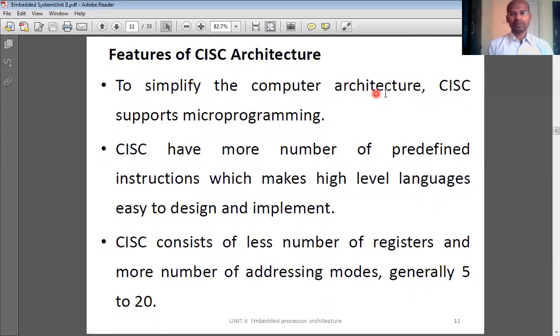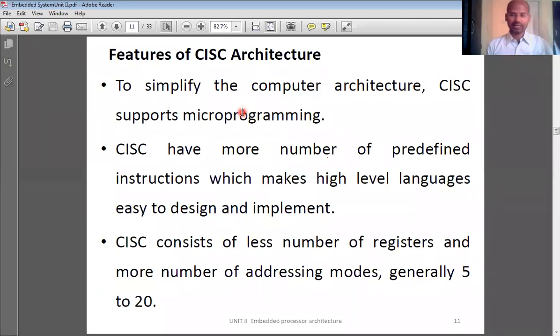To simplify the computer architecture, CISC supports microprogramming. Microprogramming means if you have one instruction, let's say add A, B, C. A is the address of a memory location. B is also the address of another memory location. C is the destination address, that is also the address of a memory location.